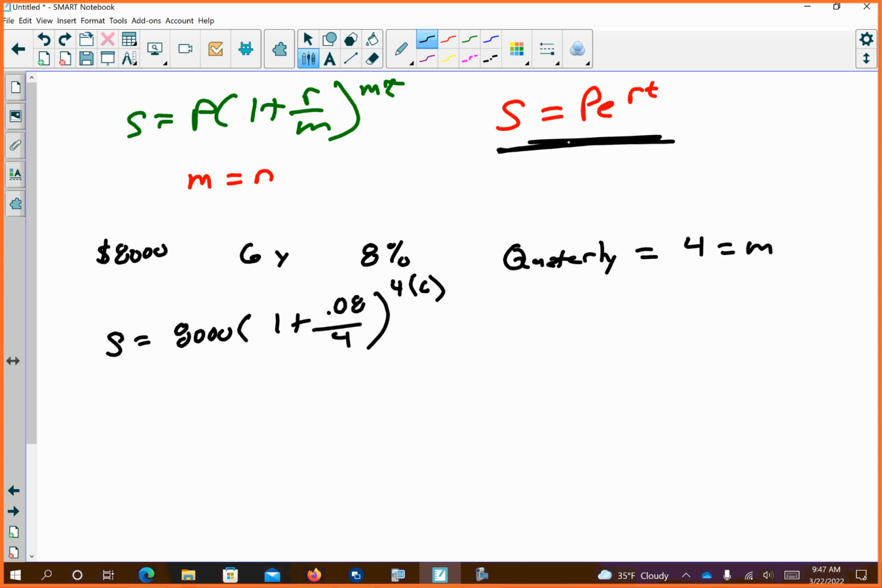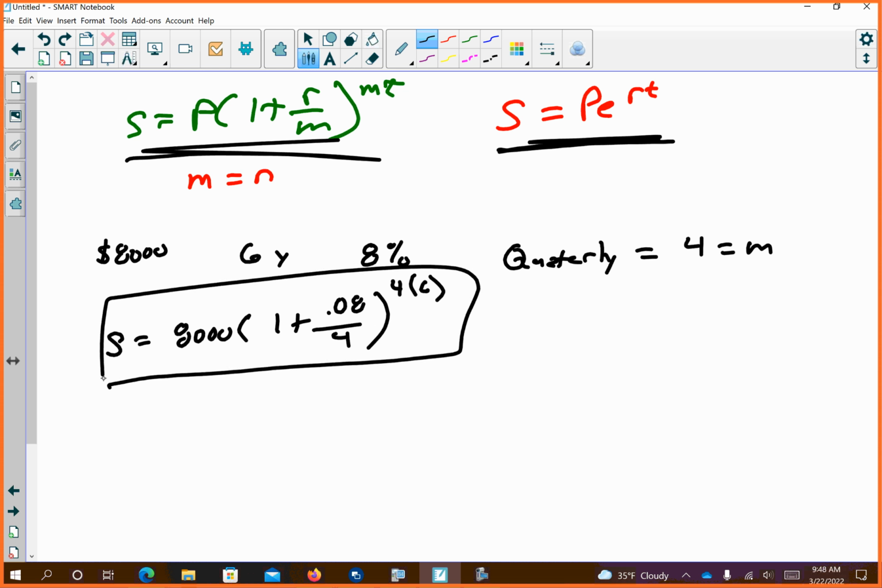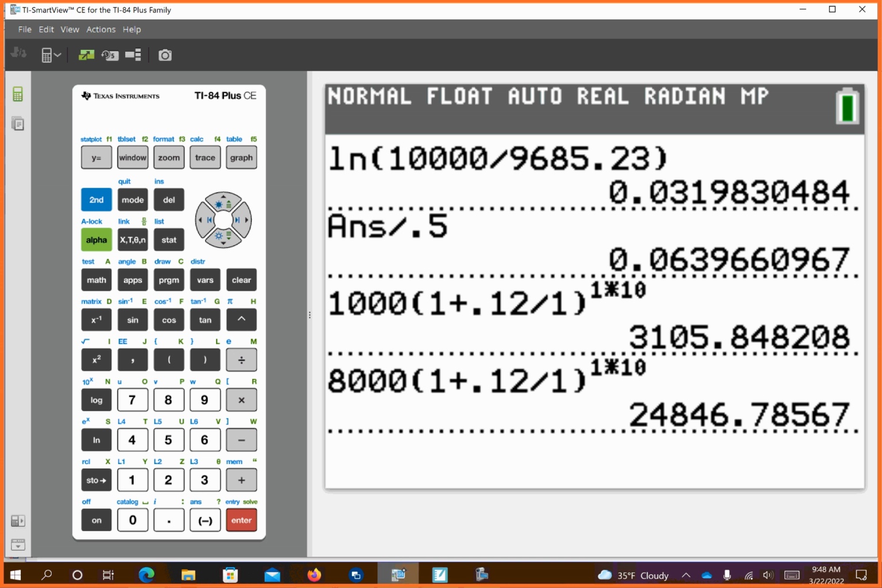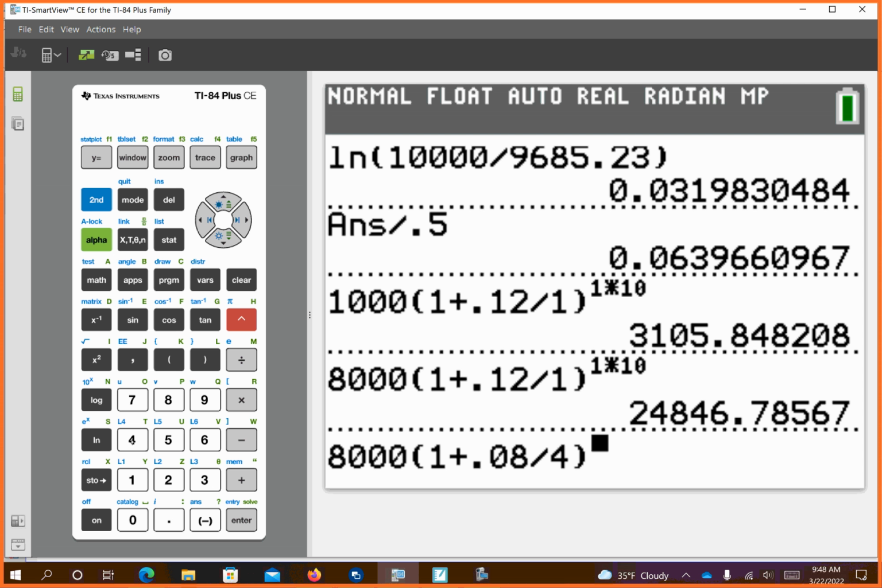This equation would be compounded continuously. This is the quarterly. It can be quarterly, it can be monthly, it can be daily, it can be bi-yearly, so twice a year, things like that. If you plug this into your calculator, you're going to get some value. That's how you'd work that problem. We haven't answered the question yet, so let's go with that. $8,000, 1 plus 0.08 divided by 4 raised to the 4 times 6 years.